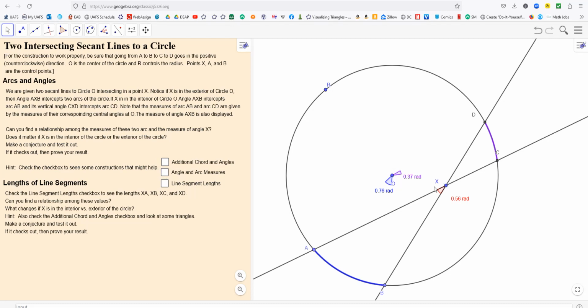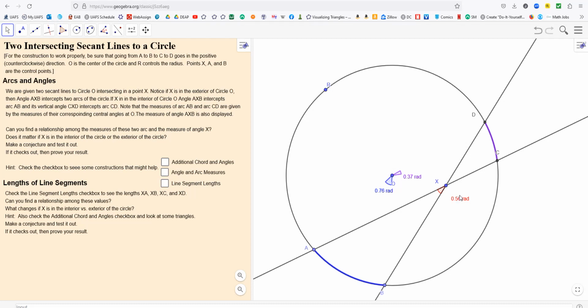Let's look, and we can see the measures of the angles. Here, the measure of arc DC or CD is the measure of angle COD, which is given by this purple marker here, 0.37 radians at the moment. And this angle AOB is the measure of this arc, which is 0.76 radians. Remember, we're talking about arc measure, not arc length, which is something a little different. Okay, so anyway, how does the red angle compare to these two is basically what we're asking.